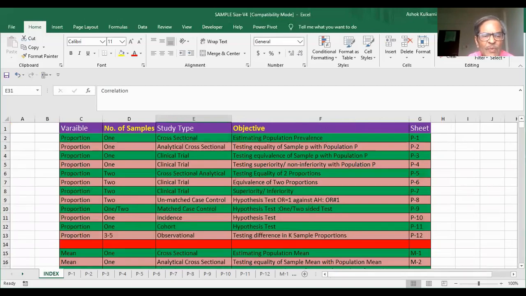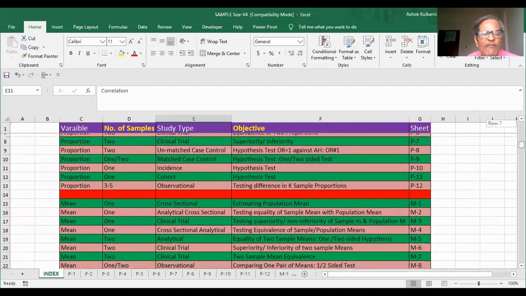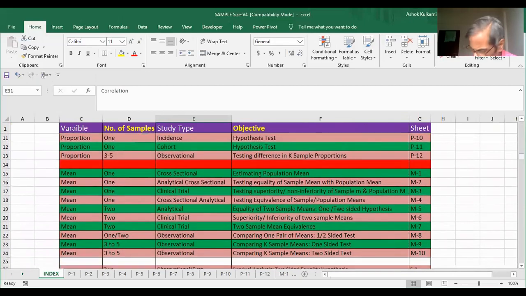Then suppose we want it for the means. Till now we discussed the example of proportions only. Say we do a cross-sectional study and we want to estimate the population mean. Suppose we want to estimate the hemoglobin level in an institution. So this would be the appropriate sheet.